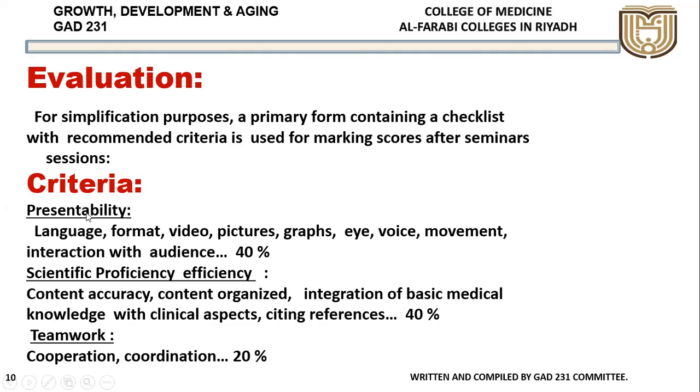So 4 marks for the presentability and 4 marks for the scientific accuracy, and the teamwork will be 2 marks. Nowadays we have changed it. The presentability will be 2 marks, and we will give more importance to the scientific. So here it will be almost 6 marks. Okay, and the teamwork will carry the last 2 marks. So all these are very important when you are presenting.